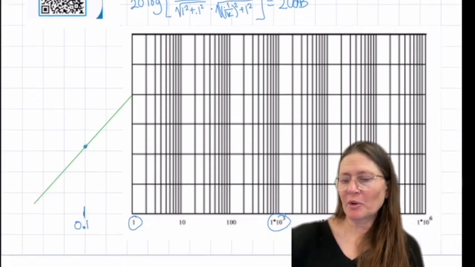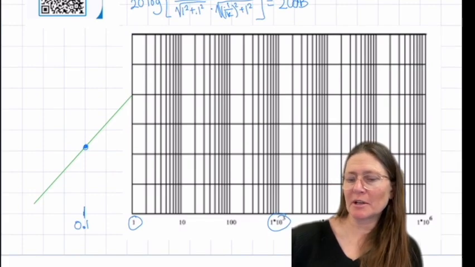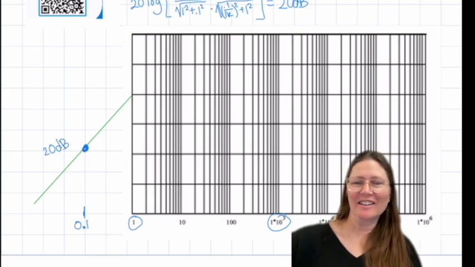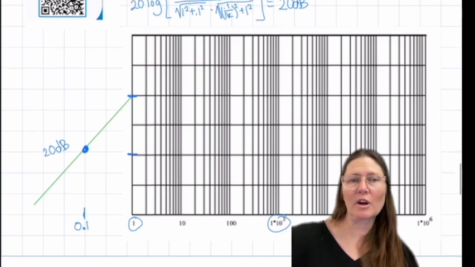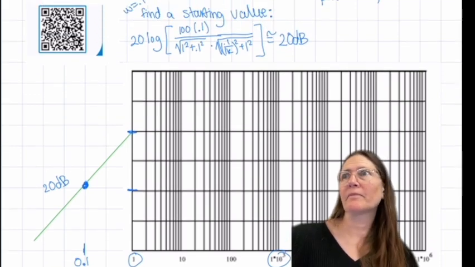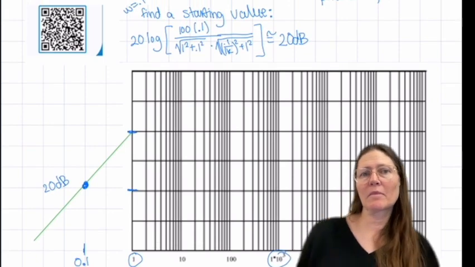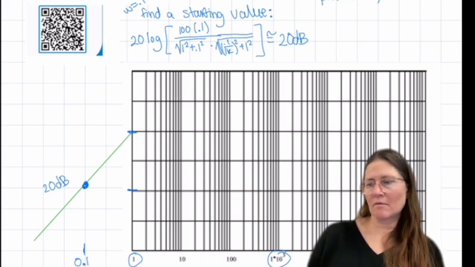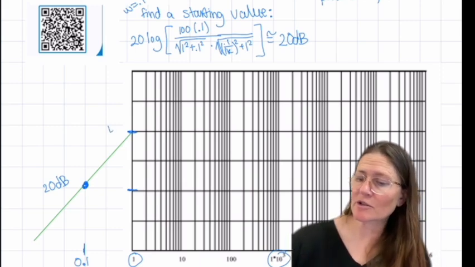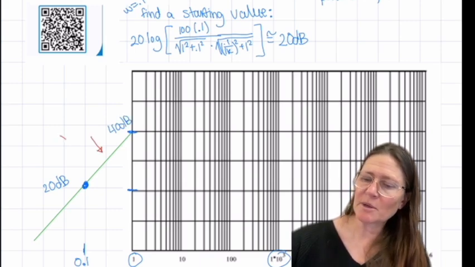So if this point here is 20 dB, put 20 dB. Assume it's right there at that dot, which puts this at 20 dB. What value will I have here at 0.1? Or at 1, I mean. It would be 40 dB, correct. So it's a slope of 20 dB per decade.